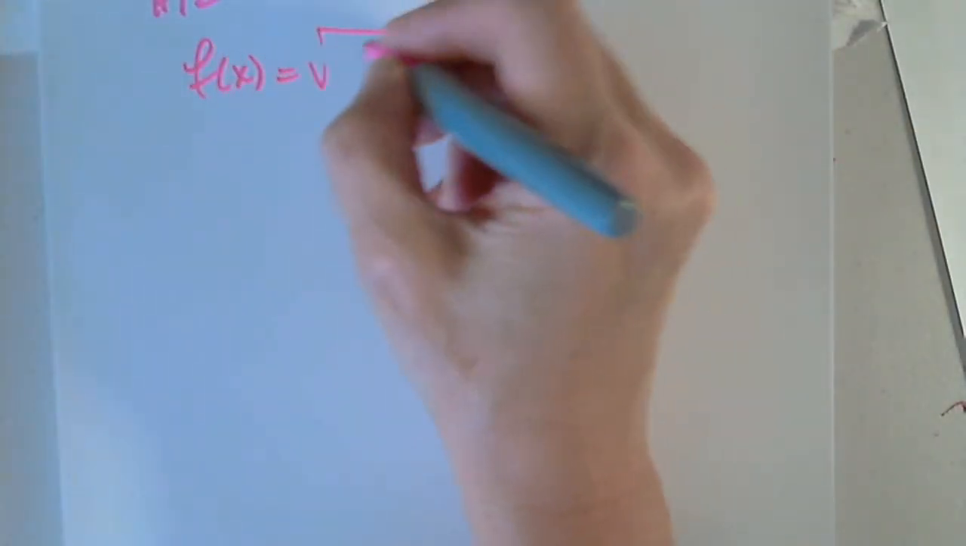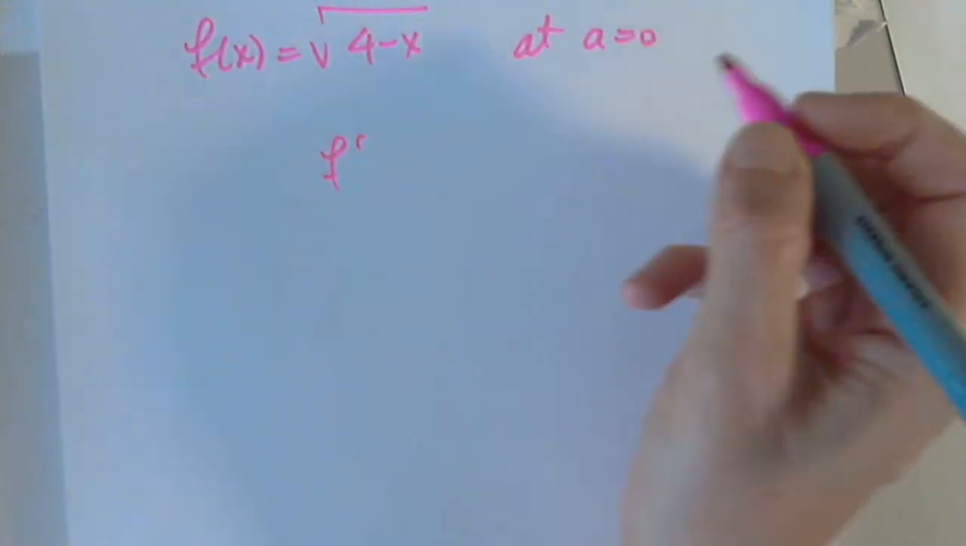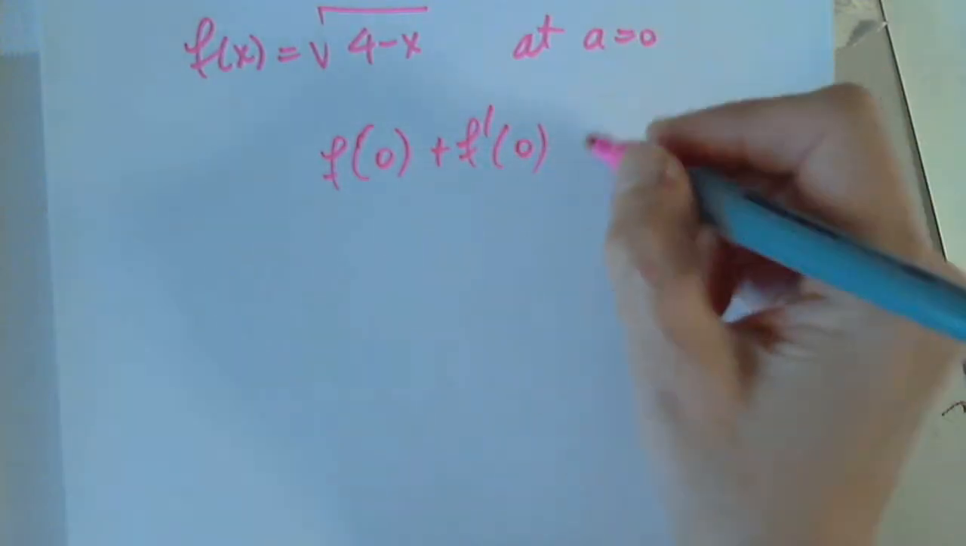Okay, I'm on page 5. And you said 12. Nine, 10, 11, 12. Oh yeah, find the linear approximation of the function. So f of x equals the square root of 4 minus x at a equals 0. So it's the same thing, really the same thing. So it's f of 0 plus f prime of 0, x minus 0.